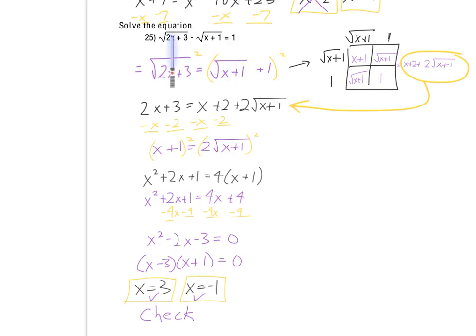And if you plug the negative 1 in, you get the square root of 1 minus the square root of 0 equals 1, which also works. So again, always good to check your answers, but especially when dealing with the possibility of extraneous solutions.